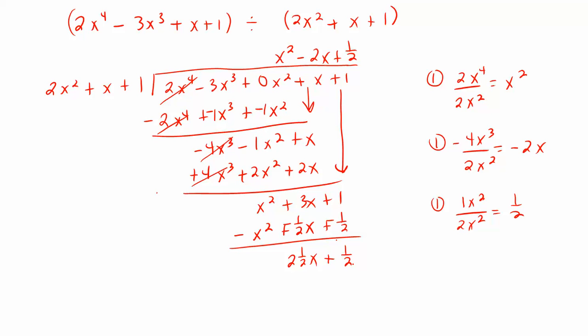So we end up with x squared minus 2x plus 1/2, with the remainder of 5/2 x, or 2.5x, either way, plus 1/2.